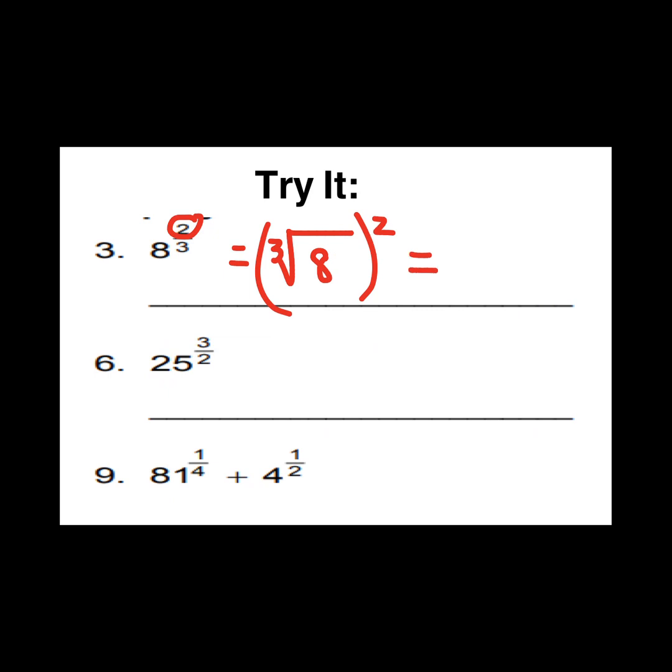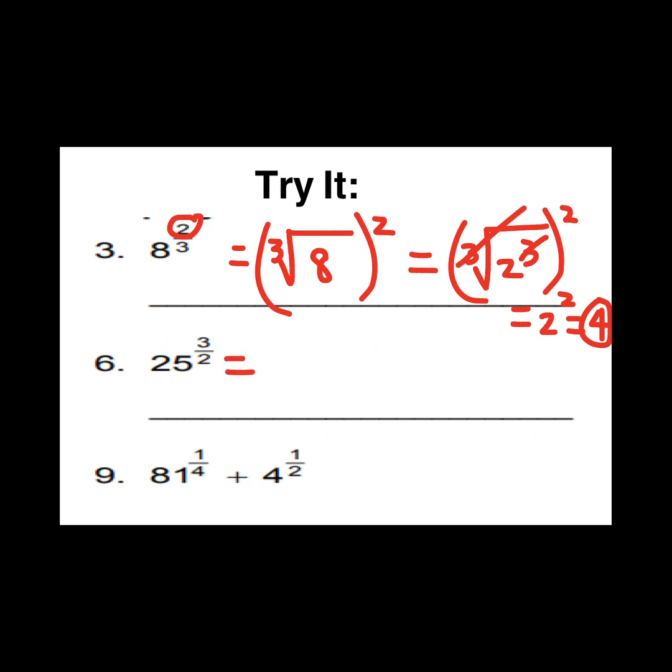So we are going to take the cube root of 8, and you can rewrite the cube root of 8 as the cube root of 2 to the 3rd and still have the 2 power. The cube and the cube root cancel each other out, so we have 2 squared, which gives us the answer of 4.